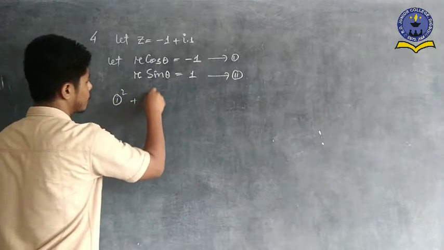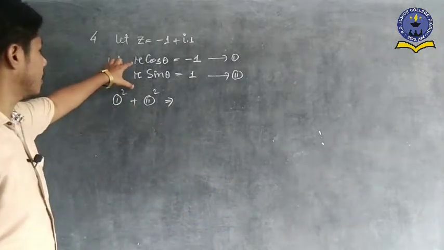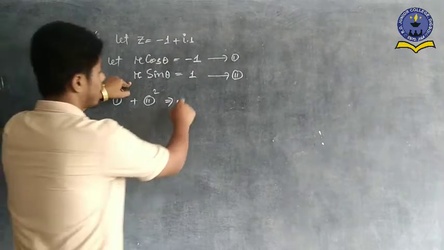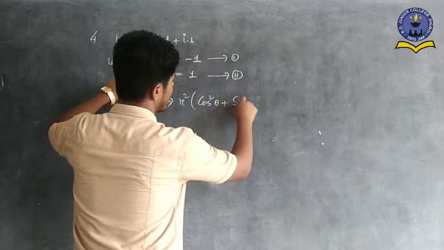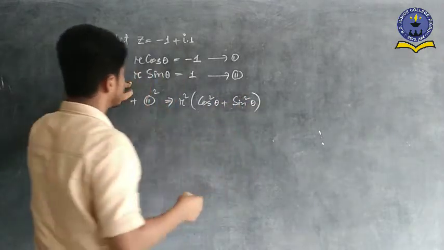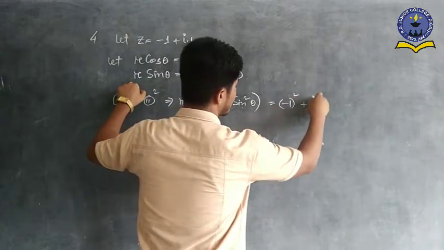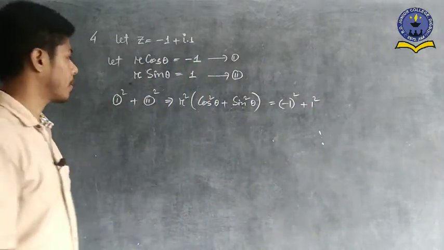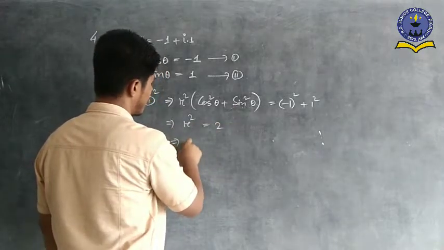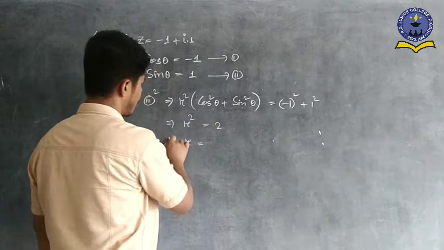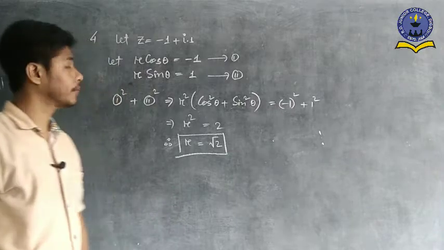1 square plus 2 square. If we add these two, what do we get here? You see, r square common, and then we have to write cos square theta plus sin square theta, isn't it? And on the right hand side we have to write minus 1 square plus 1 square. Is it clear? And now from here r square equals 2, or this implies r equals how much? Therefore r equals root 2. So the value of r we get here. Is it clear?